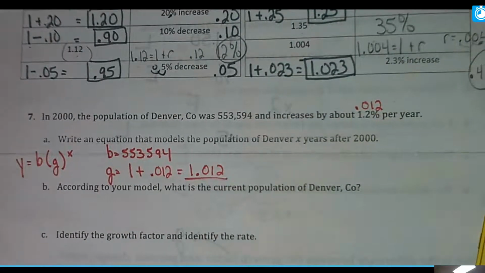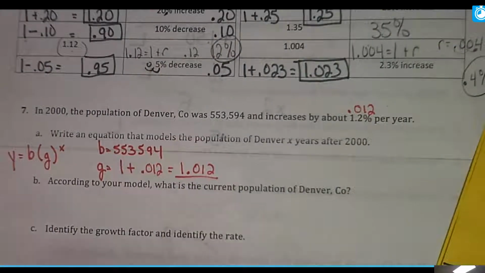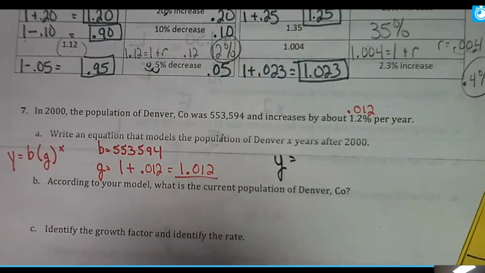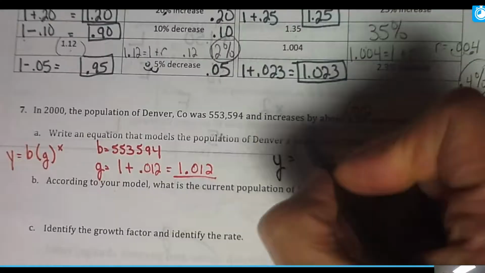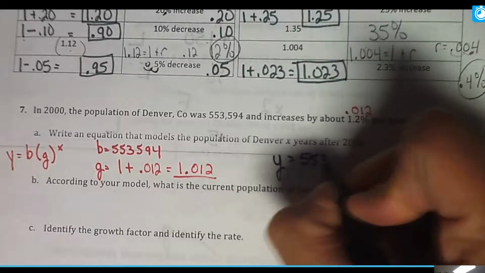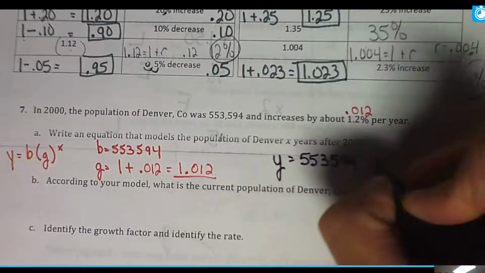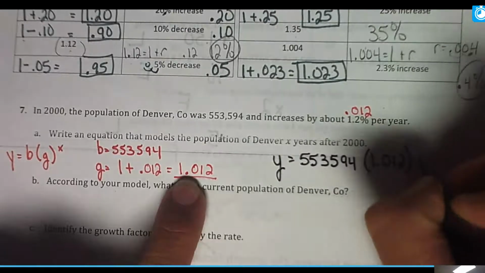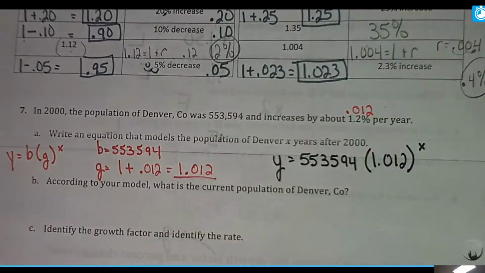So now I'm going to write the equation that models it. To get any new population, that's what Y would be, I would take the beginning population that I know, and then in parentheses, I would put my G, and then my X is an exponent. Whenever it says write the equation that models, you will leave X and Y as X and Y, and you will insert B and G.